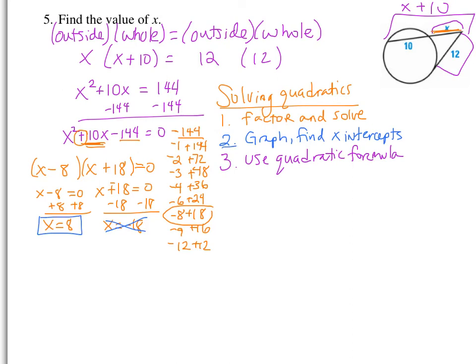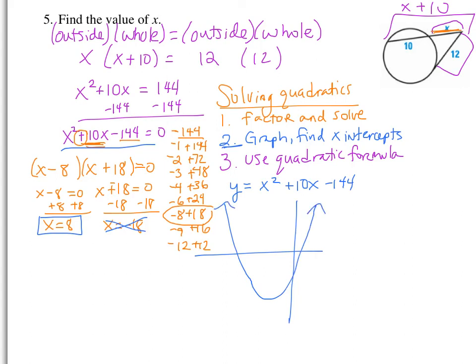Now if I wanted to graph it, I would type this into y equals. So y equals x squared plus 10x minus 144. When I graph it and I adjust the window, this is what my graph is going to look like. So it crosses over here at x equals negative 18, and it crosses right there at x equals 8. And just like before, I don't want the negative one, so I'm going to end up with my x equals positive 8 for my final answer for x.